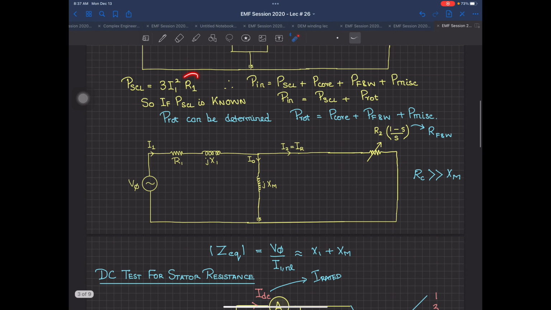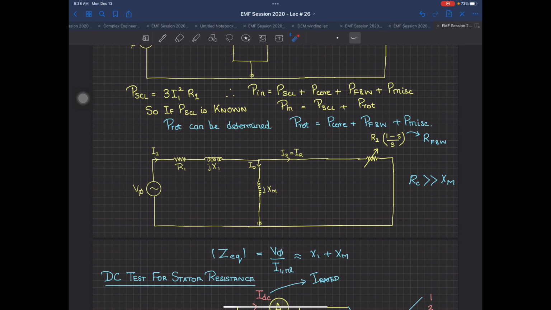So now when you have got R1, coming back to this one, you can find PSCL. And when you have got PSCL, you can easily find out your input power, which is already known to you because of the wattmeter which you have added. So that will be equal to PSCL plus the rotational losses, and rotational losses are equal to this form. Now when you have found these rotational losses, they will be constant.